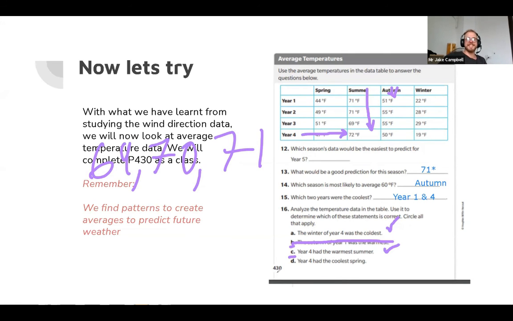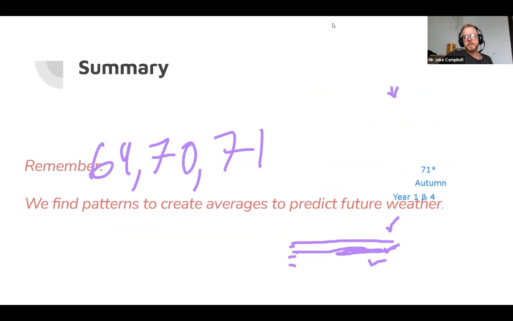Okay, and Quang Minh, can you read 16d? Year 4 had the coolest spring. Good. So look for spring, look for year 4, and tell me if that's true or false. It is false. Exactly right. Year 1 has the coolest spring. All right. Good job. Well done. Great understanding of this lesson.